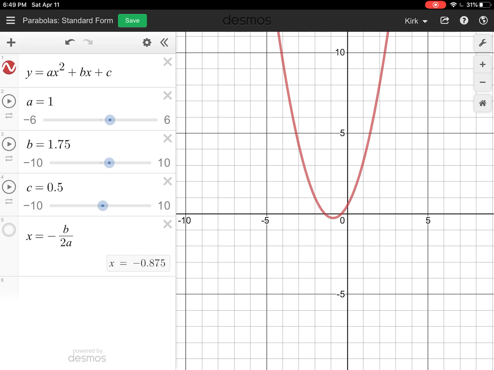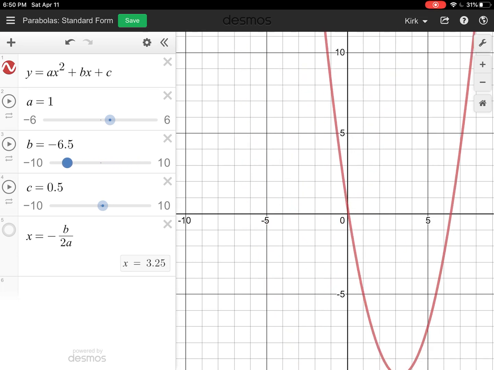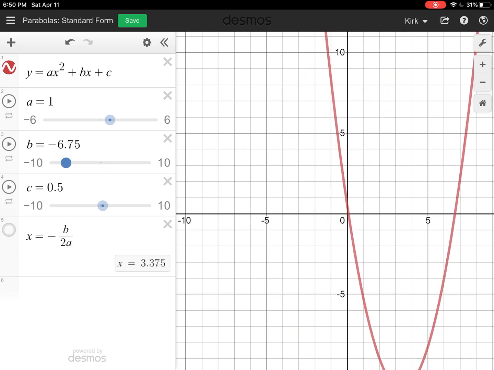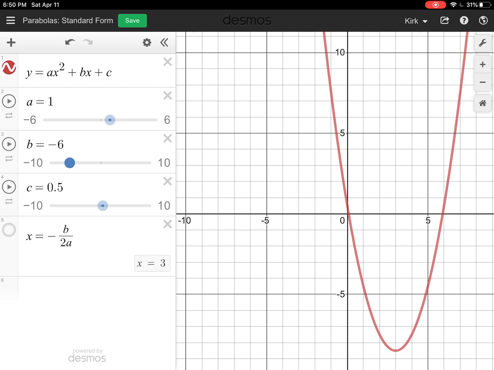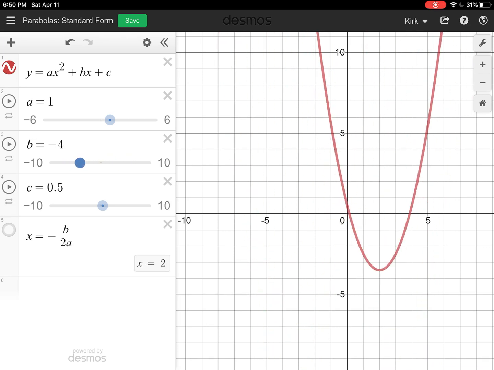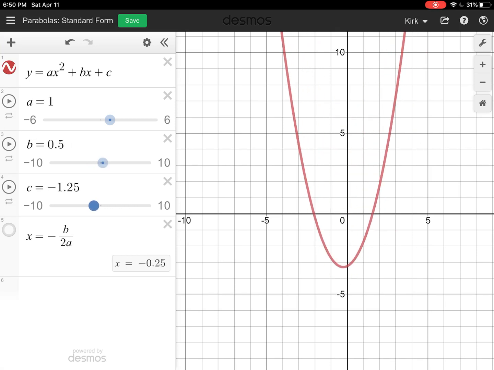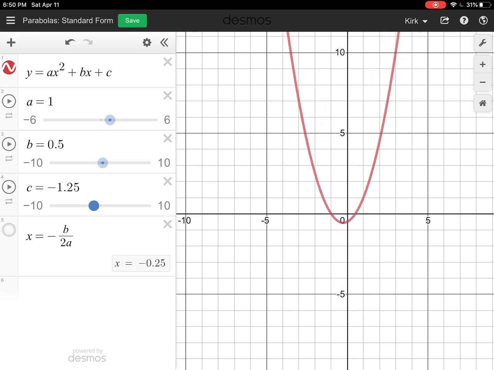All right. B, on the other hand, moves it left or right, but it's kind of backwards. When I move B to the right, the parabola moves to the left. Or if I move B to the left, that is making B a negative number, the parabola goes into the positive side of the graph. So it's moving it left or right, but it's kind of in the reverse effect. All right, and then C is straight up and down, just a straight vertical change.